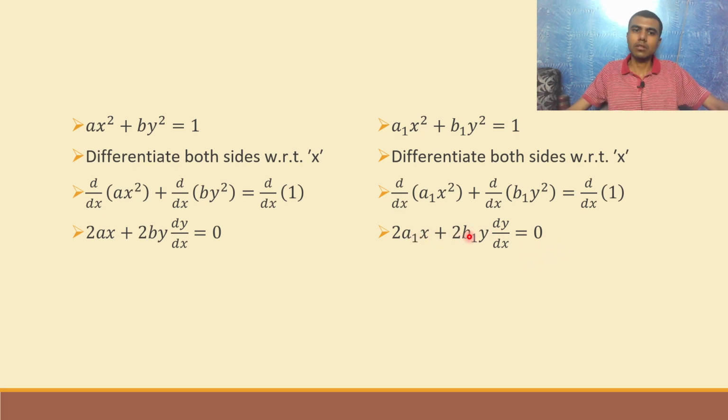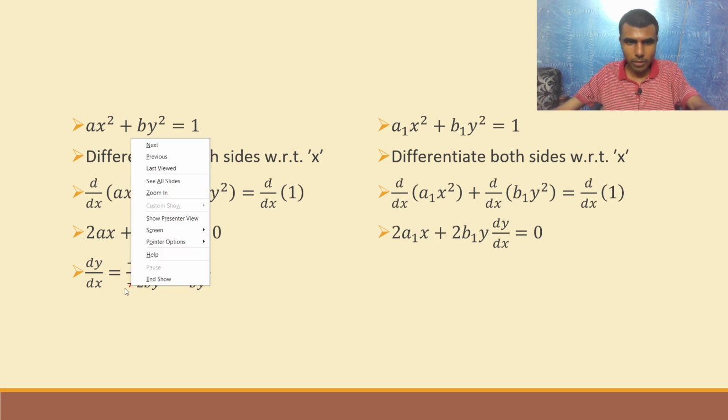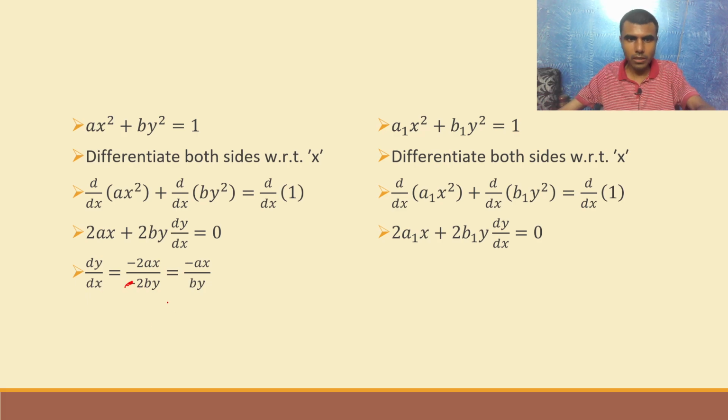Next. Now dy by dx will be nothing but minus 2ax, send this 2ax here, 2by dy by dx equal to minus 2ax. So 2 dy by dx will be nothing but minus 2ax by 2by. 2 and 2 cancel, so I'll get, oh, I made a mistake here. I'm sorry. Here minus will not come. Okay. Because see, I'll show you.